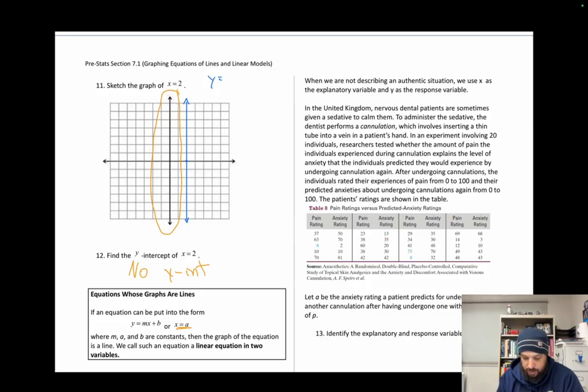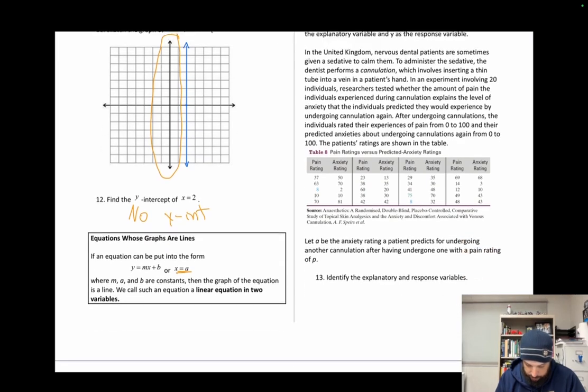All right, so they tell us let A be the anxiety rating, and then P is the pain after undergoing it. So what is our explanatory and what is our response?